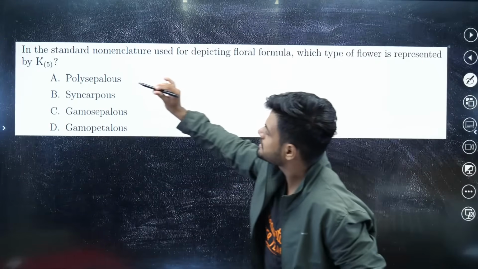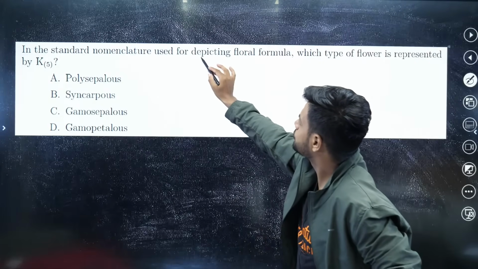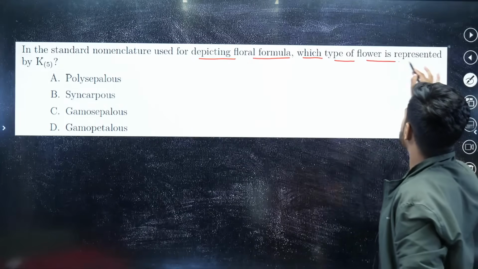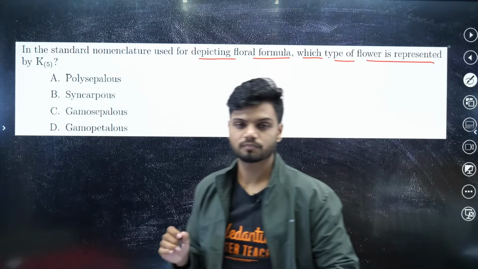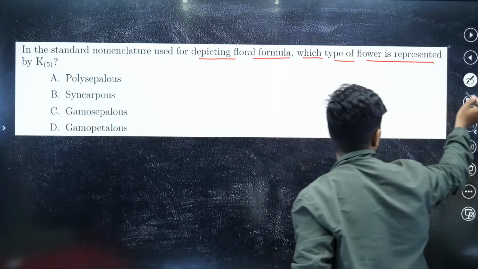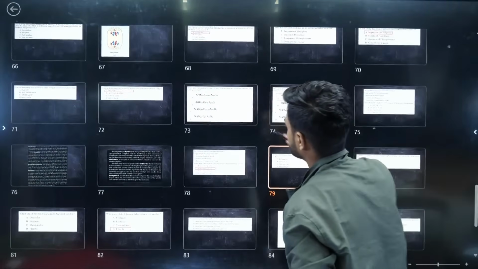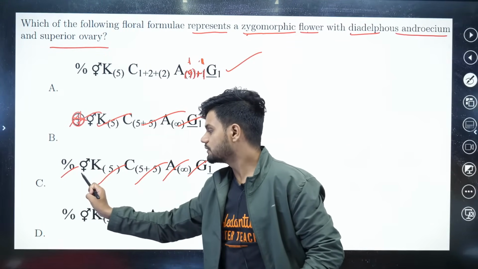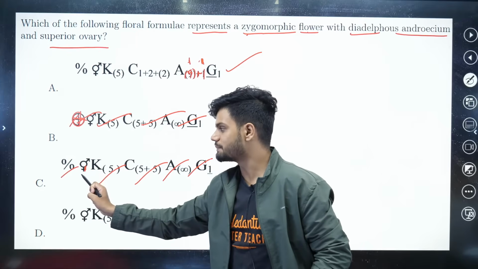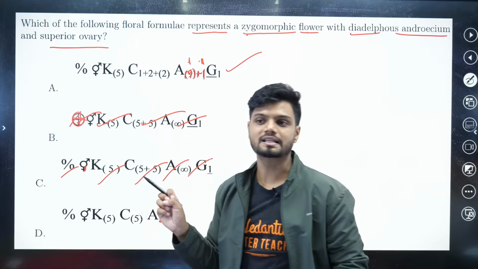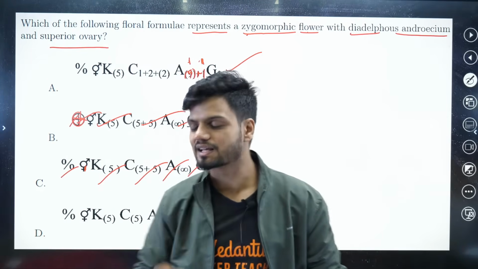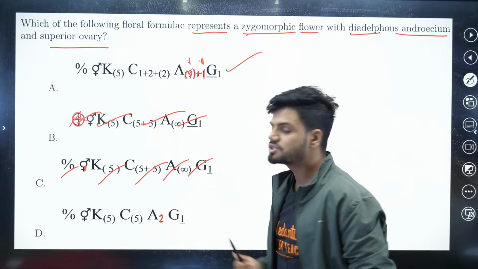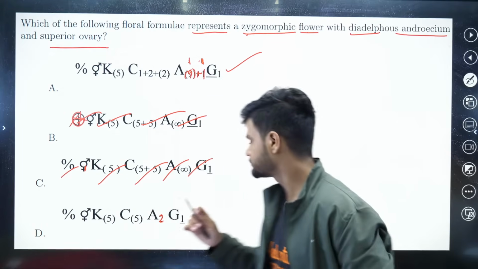Now, in the standard nomenclature used for depicting floral formula, which type of flower is represented by K? So we saw floral formula in the back somewhere here. This one is usually your symmetry. This one is going to be your sexual condition. This is bisexual. K is going to be calyx, C is going to be corolla, A is going to be androecium, and G is going to be gynoecium.